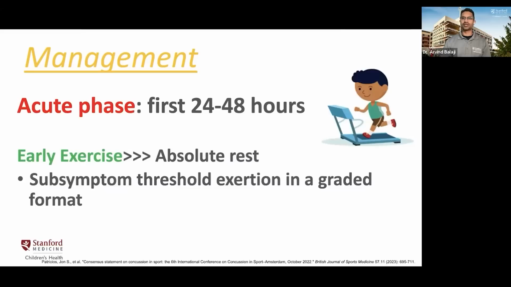Now, I want to caution and say that I don't think it is necessarily safe to expose them to a sport at a level that may cause a second head injury. However, it is very safe and likely very helpful to allow them to start doing sub-symptom threshold, non-contact, non-high-risk aerobic exercise. This would include things like treadmill, exercise bike, running, those sorts of things. And in fact, that's better than absolute rest, as it very much seems to improve the rate of recovery.